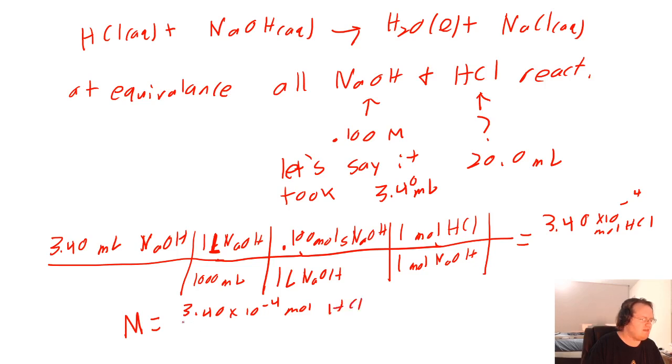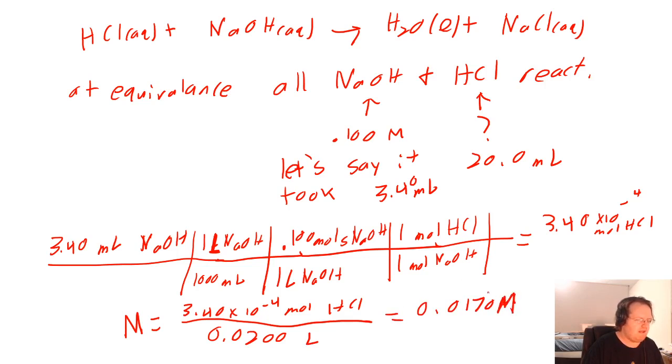And then we have to divide by the volume in liters. So they told us it was 20 milliliters. That's the same as 0.0200 liters. So if we divide by that, we're going to get that our concentration is equal to 0.0170 molar. That should be an M, not an N, for our HCl.